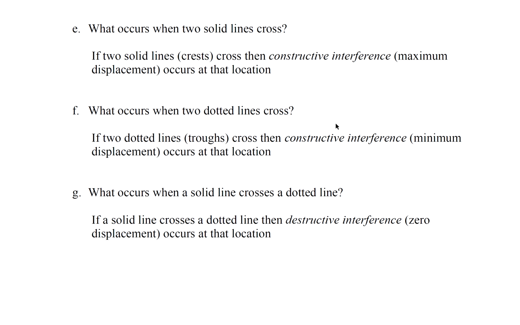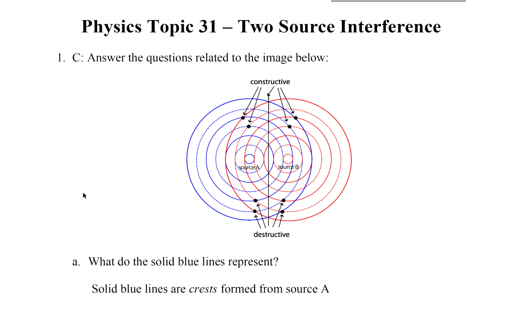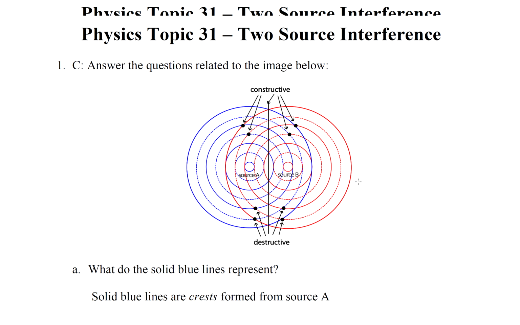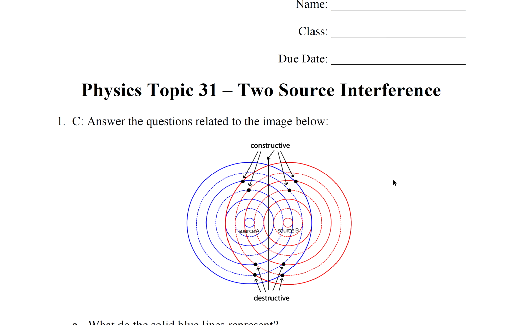Finally, what occurs when a solid line crosses a dotted line? We get destructive interference. We get zero displacement. So, once again, up here it says constructive. We have a solid line meeting another solid line, or a dotted line meeting another dotted line. And on the bottom we have points of destructive interference, where a solid line meets a dotted line. So that's the meaning of two-source interference.